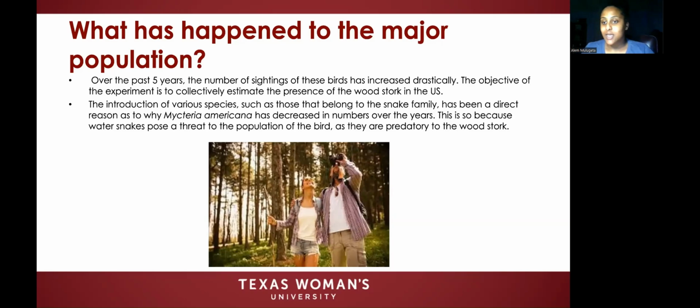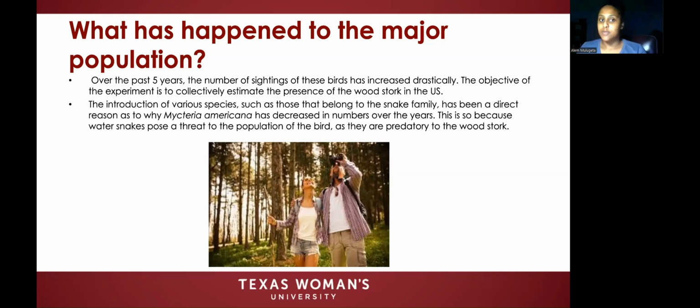This was a question that many scientists and researchers had at the time, and even just people who lived within the community, who were getting quite worried that the endangered species may become depleted. Over the past 5 years, the number of sightings of these birds has increased drastically. The data which we have utilized began to be collected in 2018, and we stopped collecting it in 2022. So we recently have just wrapped up this experiment.